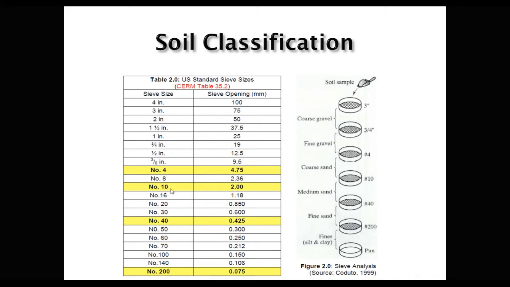Between number 4 and number 10, you have the coarse sand. Number 10 to number 40, you have the medium sand. And from number 40 to number 200, you have the fine sand. So sand is ranging all the way from number 4 to number 200. Above number 4 is gravel, and below number 200 is silts and clays. To have a further distribution of silts and clays, you would have to do the hydrometer analysis. And I'm going to talk about hydrometer analysis in the next lecture too.